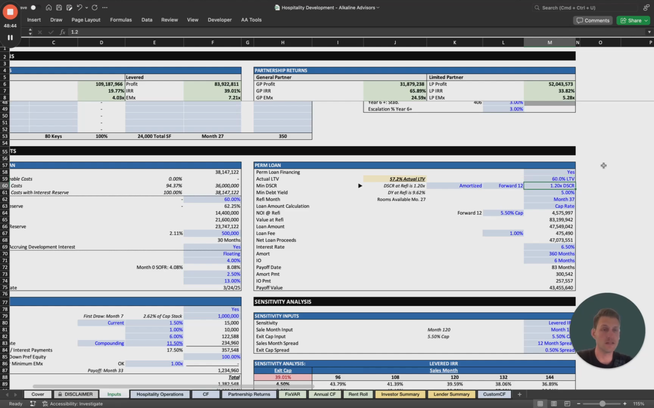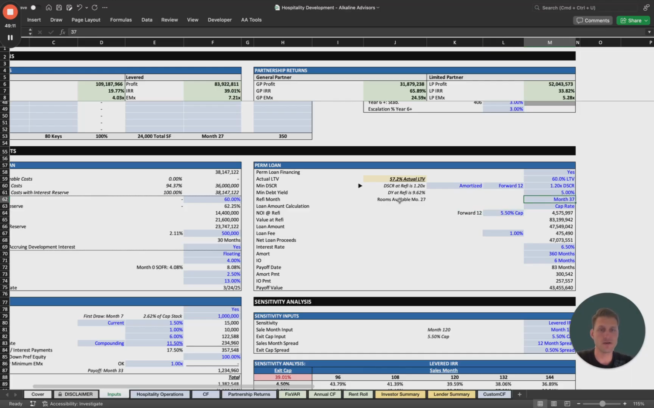You will choose what the lender's minimum debt service coverage ratio is, what your minimum debt yield is, what month you are refinancing, and how you are valuing the asset at refi. We give you the flexibility to say dollar per unit, dollar per square foot, or cap rate. I'd recommend sticking with that cap rate. And then if you have cap rate, we're using the forward 12 NOI, and you could choose whatever cap rate you want to value the asset at.